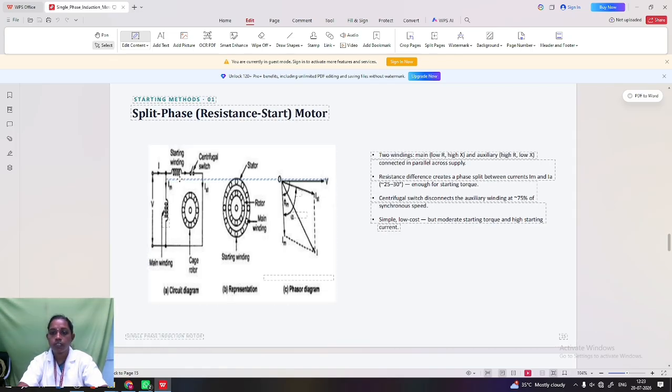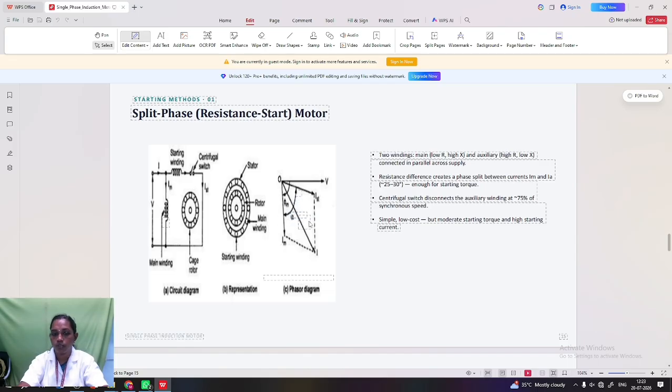Here the phase difference between the starting winding and main winding, which is represented in the phasor diagram as alpha, is based upon this alpha only. Alpha is the angle between the starting current and main current. So based upon this alpha value only, starting torque will be produced.